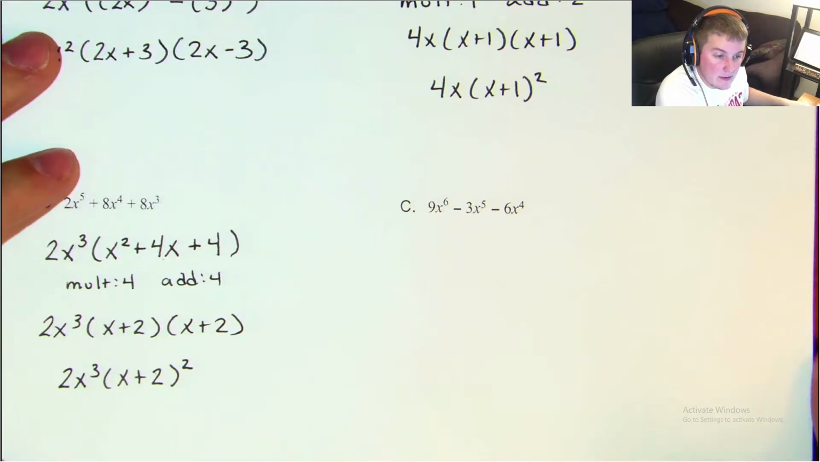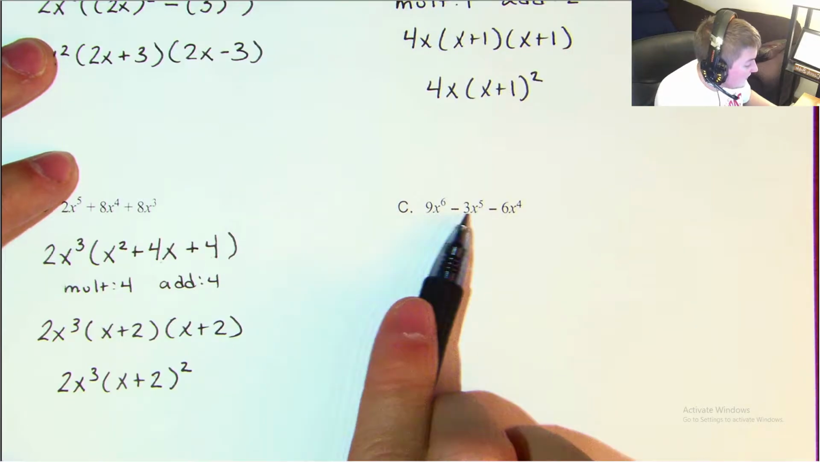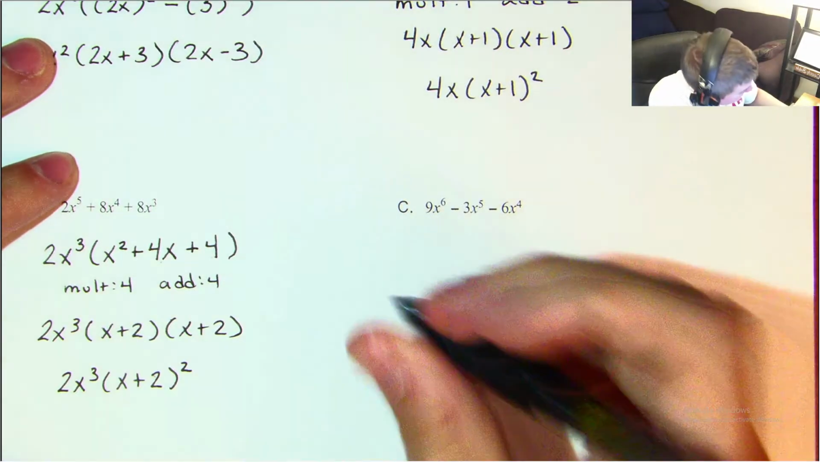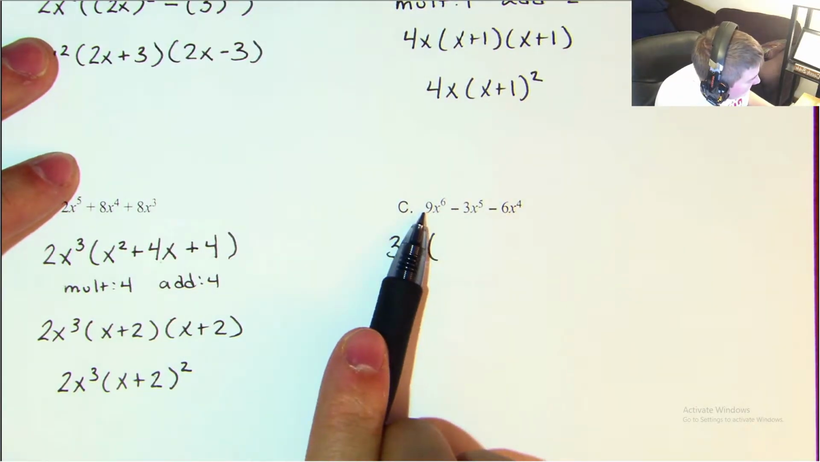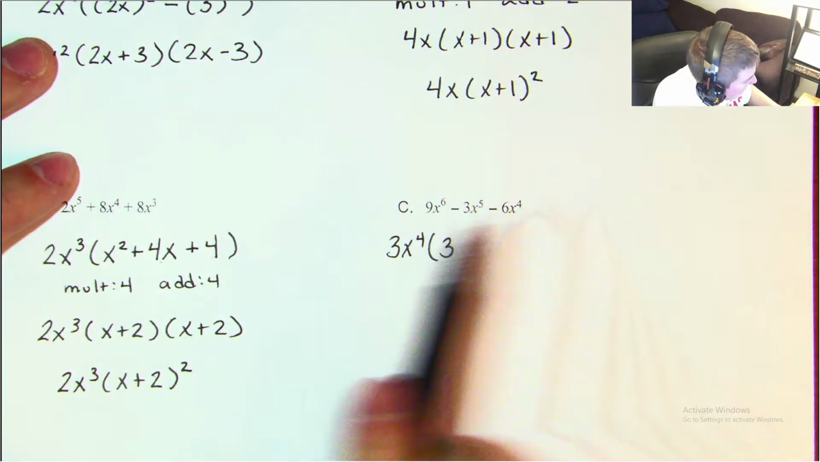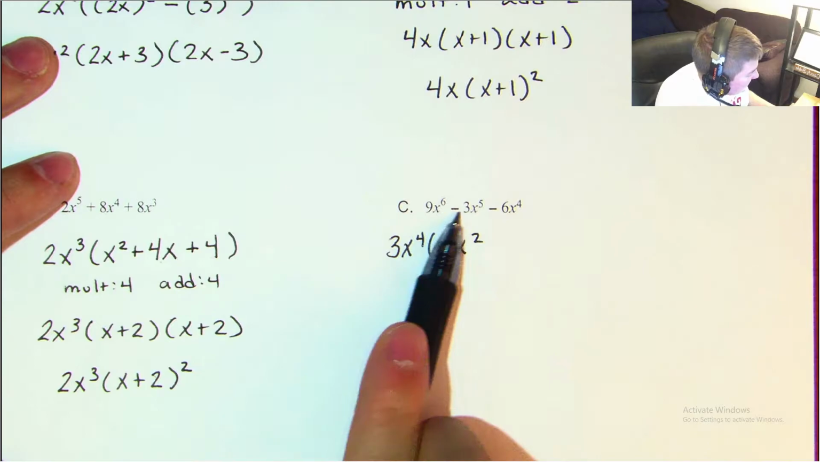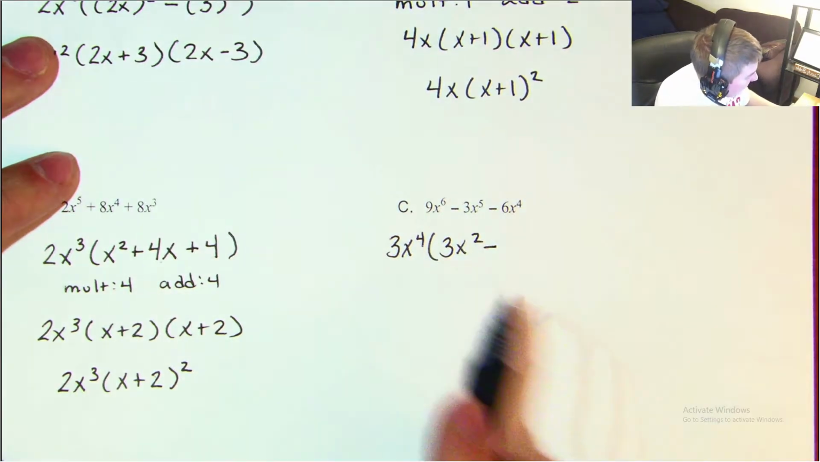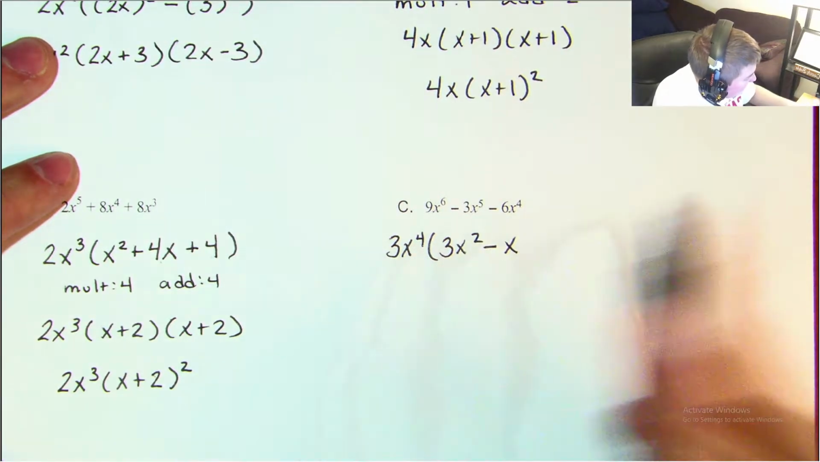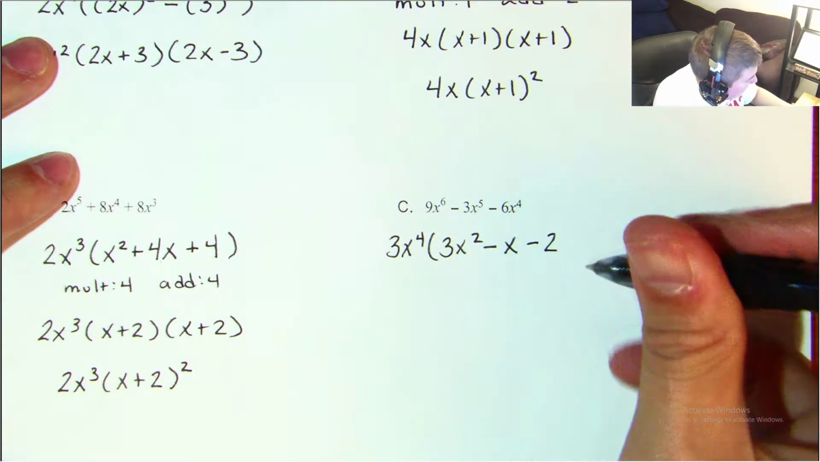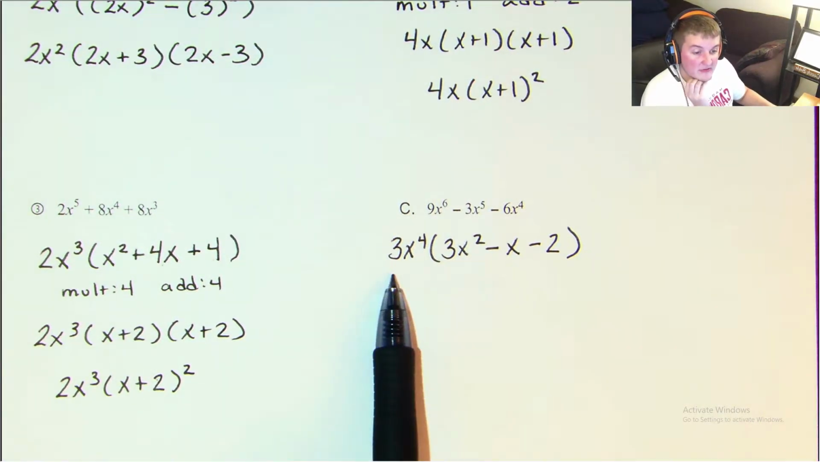C. I'm identifying a 3 divides into each of these, and x to the 4th divides out of each of these also. So I'm going to go ahead and divide a 3x to the 4th out. Okay, 9 divided by 3 is 3. X to the 6th divided by x to the 4th is x squared. Negative 3 divided by 3 is negative 1. X to the 5th divided by x to the 4th is x. Negative 6 divided by 3 is negative 2. X to the 4th divided by x to the 4th is 1, so that's just it. Okay, so that's my greatest common factor.